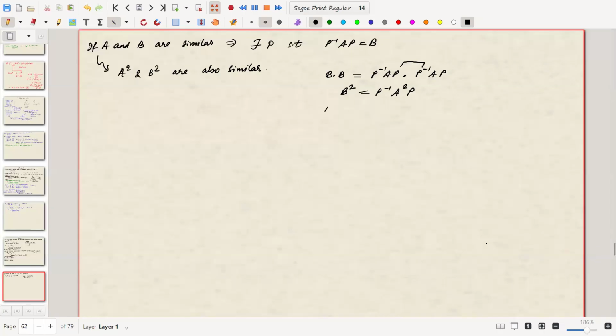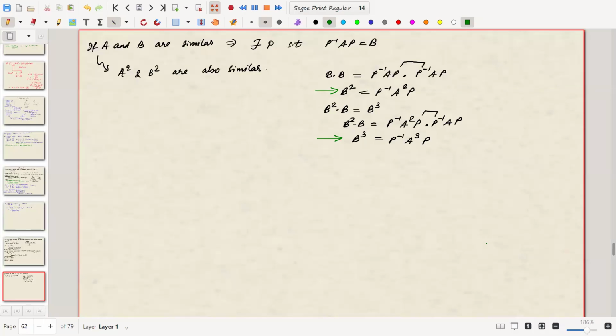Now, similarly, can we take B cube? Can I multiply B square with B? That is B cube, of course. Then B square into B. Can I write it another way? P inverse A square P from above, times B, which is again P inverse AP, right? So what do you get? Again, these two will multiply to identity. So B cube is again P inverse A cube P.